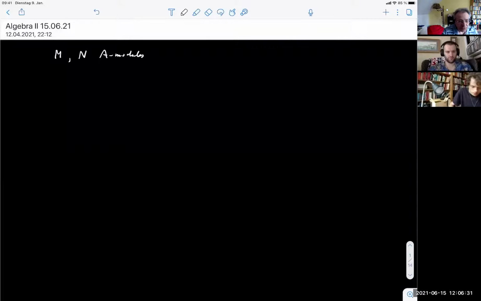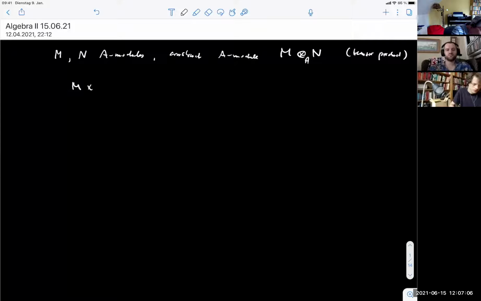Okay, and we construct a universal bilinear map. So what we construct is an A module, which is called the tensor product. It's usually written this way. Sometimes people write an A here, but most of the time I will not do it. This is the tensor product of M and N, and it always comes with a bilinear map, which is also called tensor product.